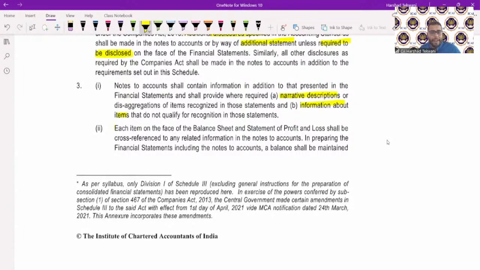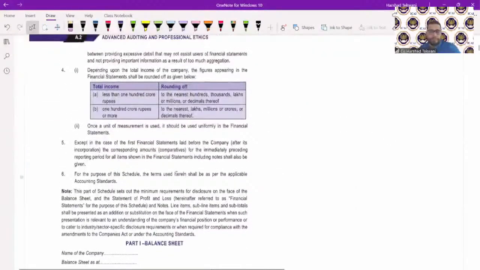Each item on the face of the balance sheet shall be cross-referenced to the notes of account. So if there is an item on the balance sheet or profit and loss account, it should be cross-referenced to the notes to account. Whatever you give in your balance sheet or P&L account, you need to provide detail of that in the notes of account.